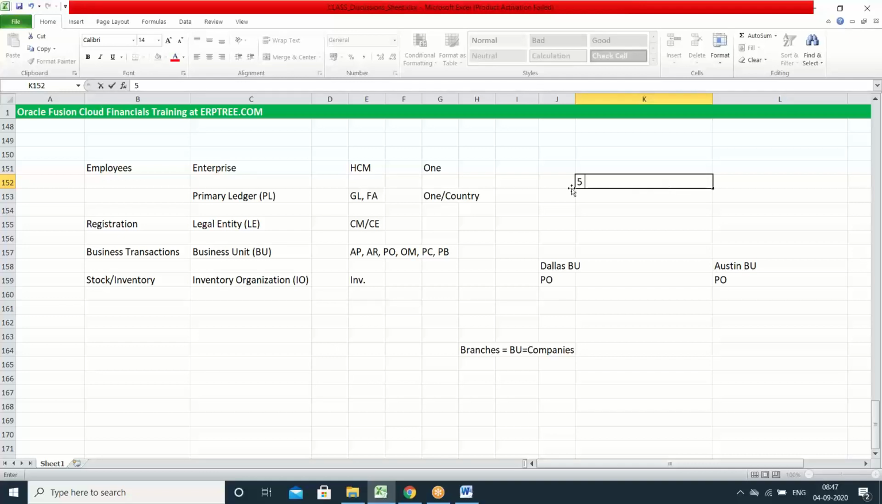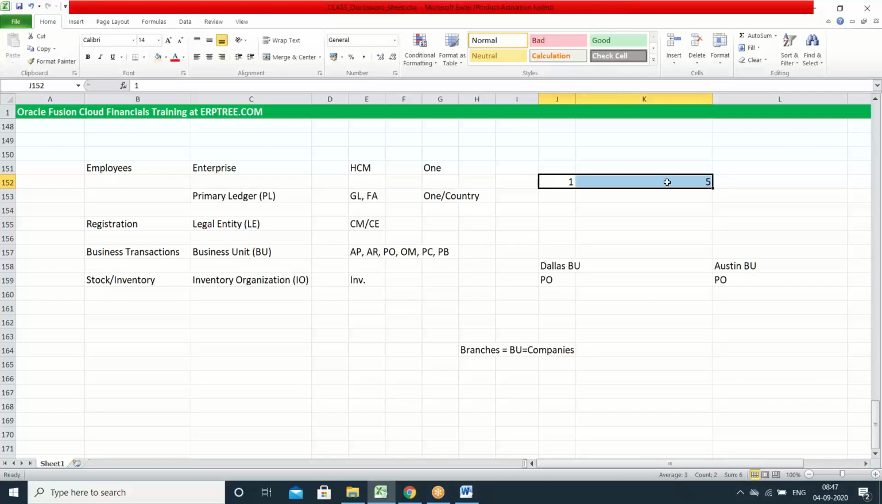Or say, if the client is running the business in 5 countries, how many business units are required? If the client is running the business in 1 country, how many business units are required? In case of one, it depends on how many branches the company has in the country. Here the very important point is, it doesn't matter how many countries.